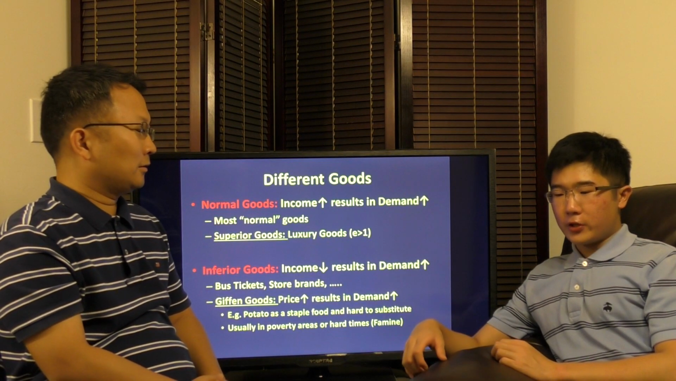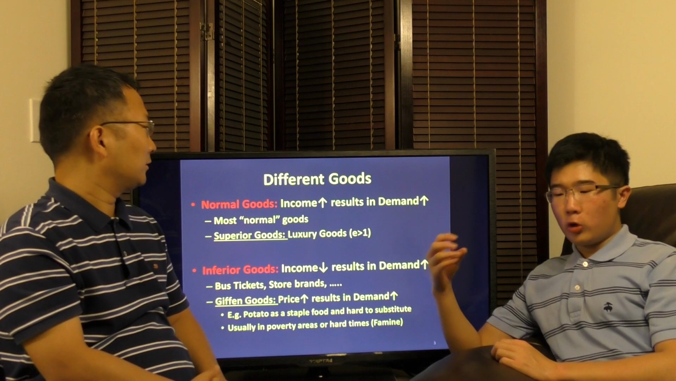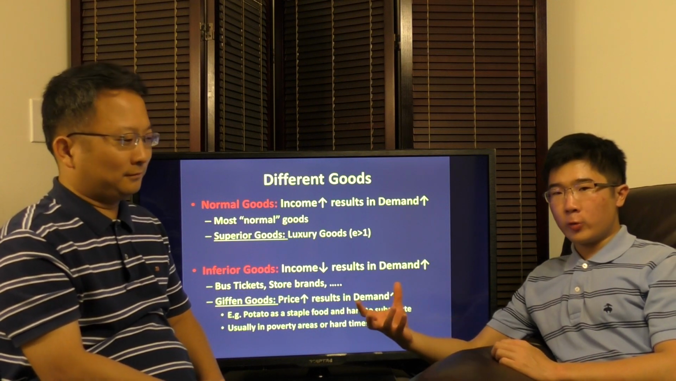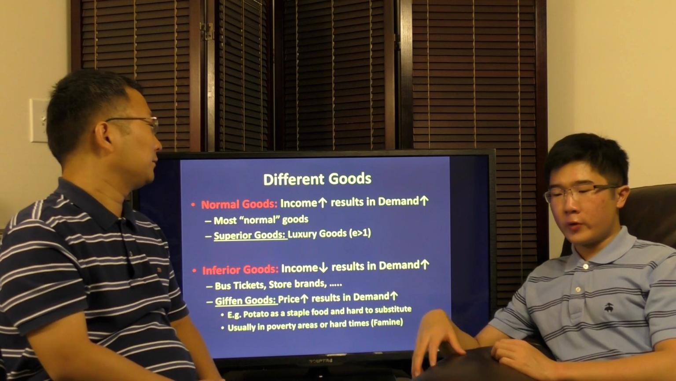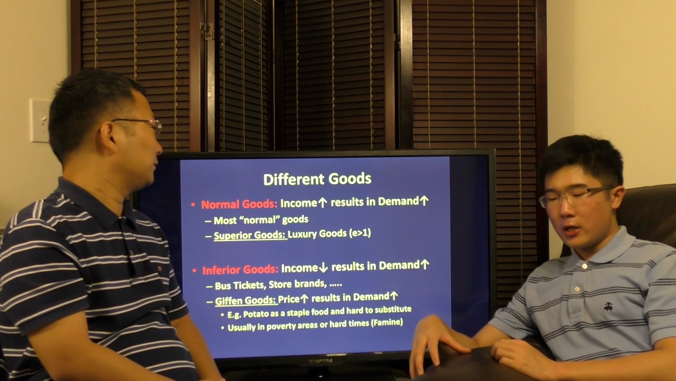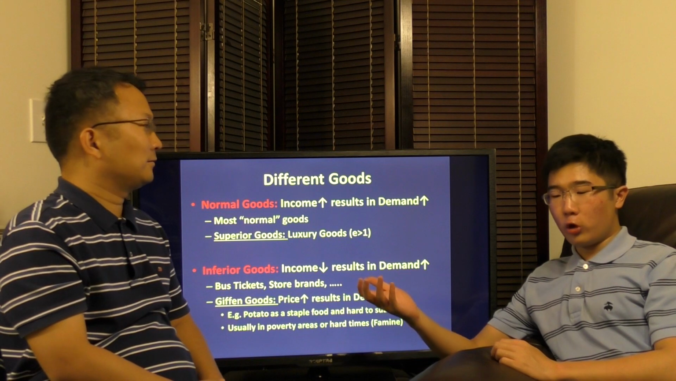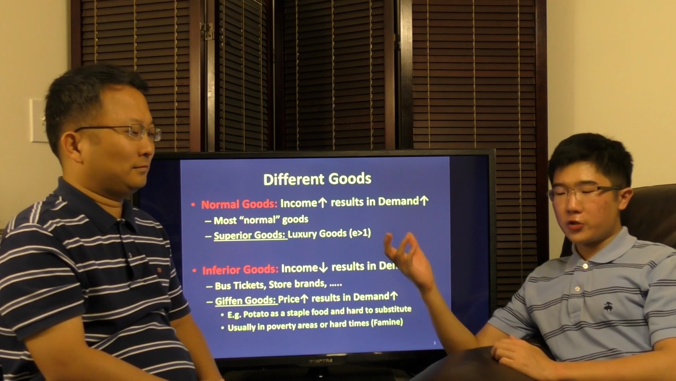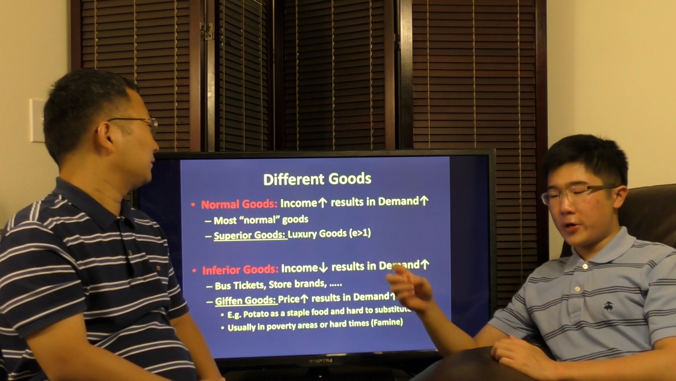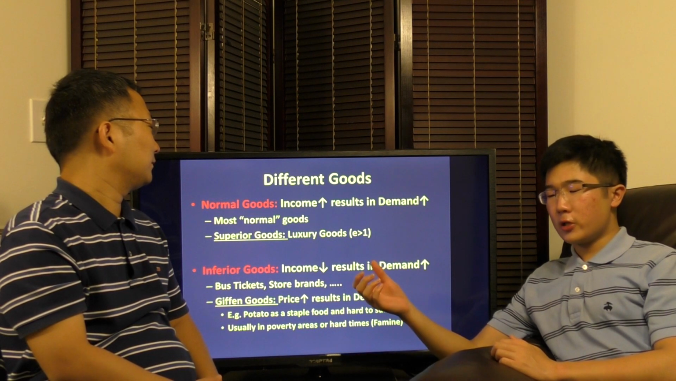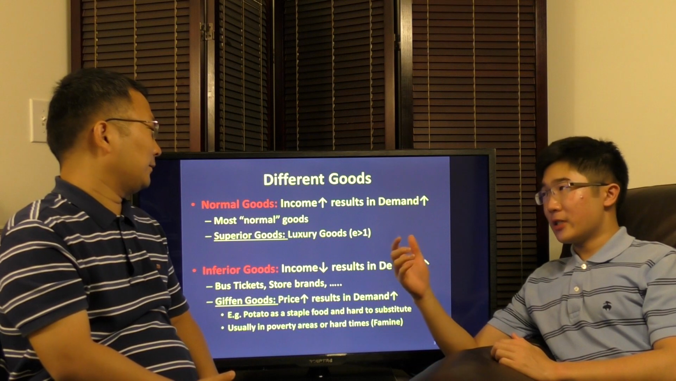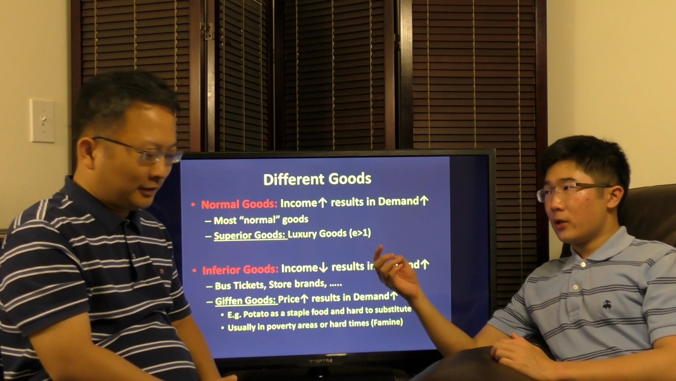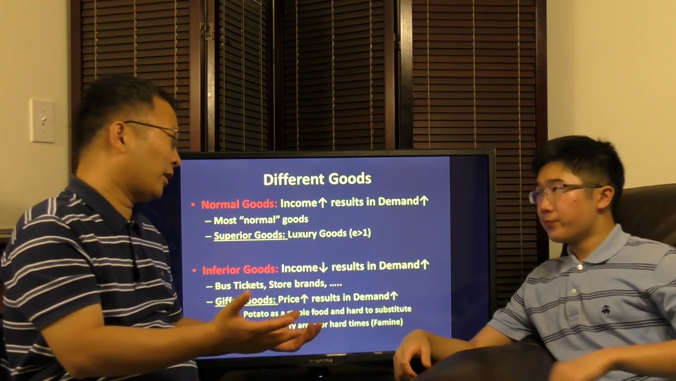So now we have different goods: normal goods and inferior goods. Most goods are normal goods. Normal goods means that when income increases, we can afford more of the good, so demand for the good increases. They're also called superior goods or luxury goods, which are a type of normal good. Superior goods are very upper class goods, luxury goods such as diamond rings, sports cars and luxury cars, for example.